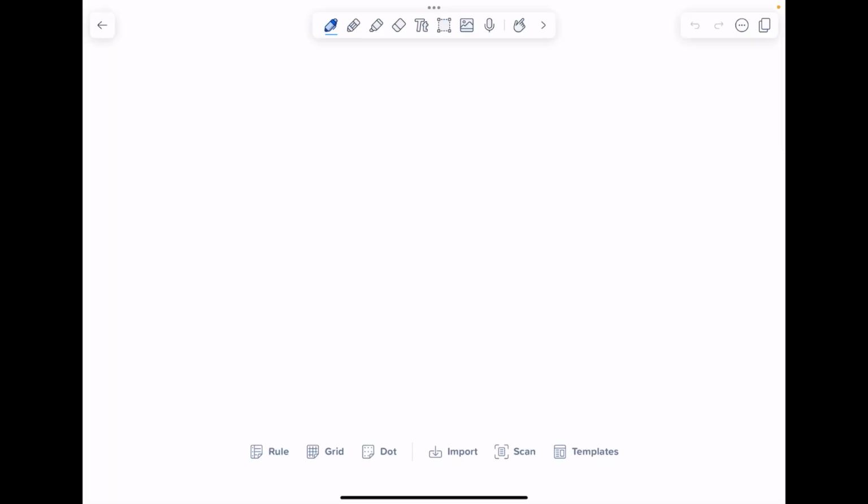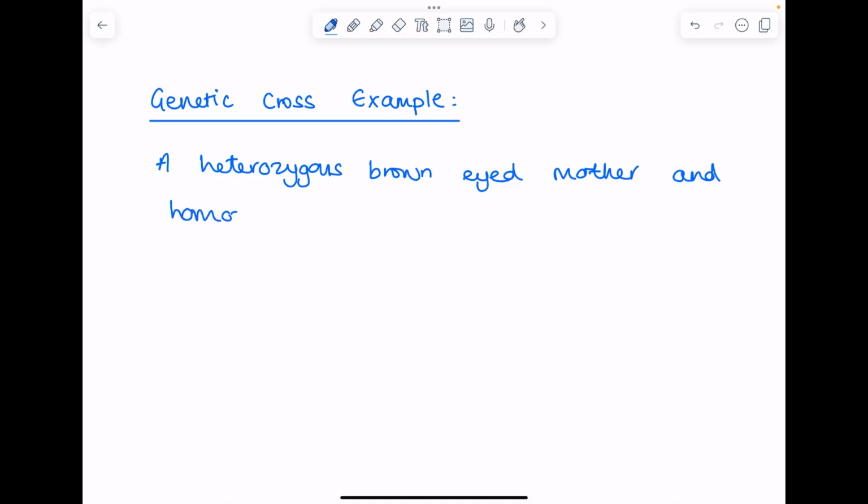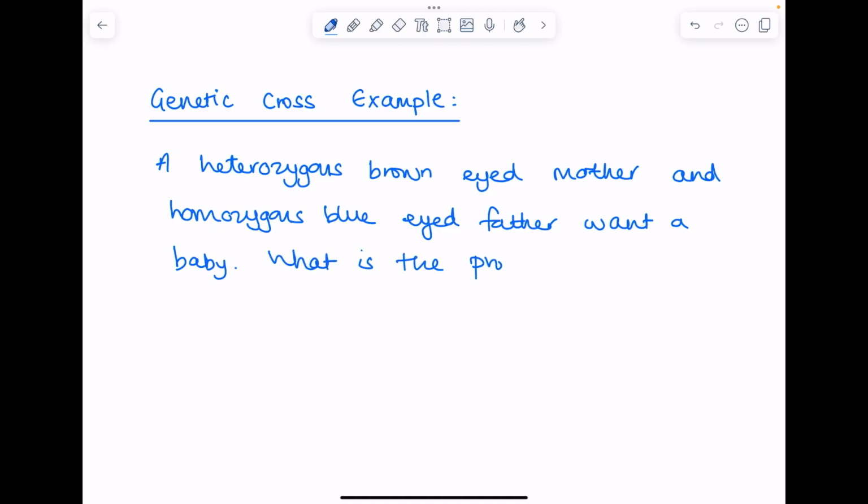So let's take a simple genetic cross. A heterozygous brown-eyed mother and a homozygous blue-eyed father want a baby. What is the probability that their baby will have blue eyes?